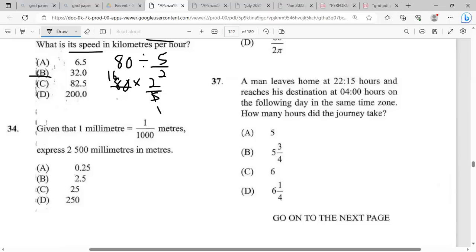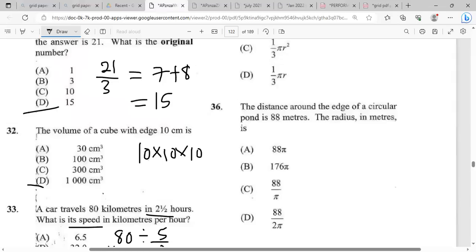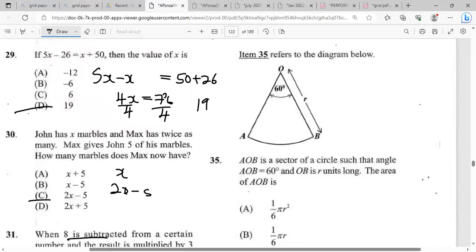All right, given that 1 millimeter is equal to that, 2,500. Long story short, 1,000 millimeters make 1 meter. So we just divide by 1,000, which gives us 2.5. For 35, AOB is a sector of a circle, angle AOB is 60, find the area. So the area is angle over 360, so it's going to be 60 over 360. This is a repeat one also. And of course, times pi r squared. This works out to 1 over 6, 6 into itself 1, 6 into 36, 6.